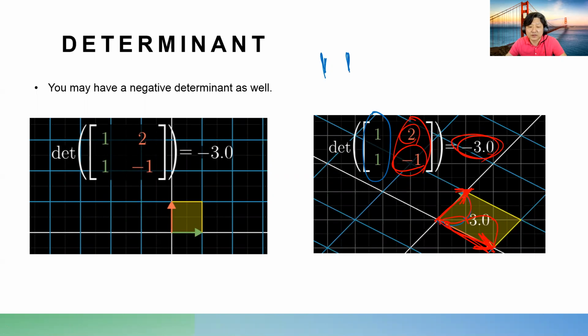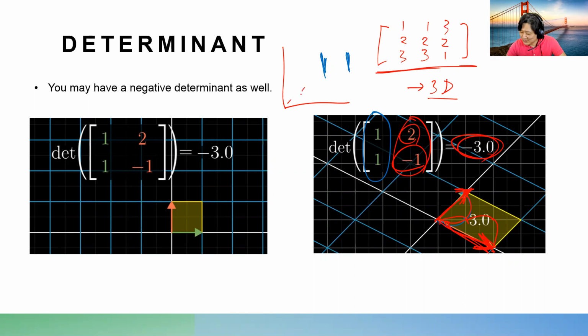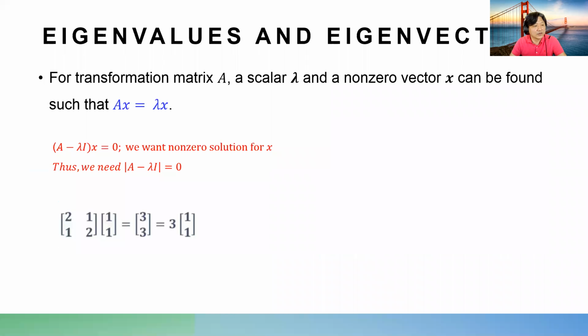So the determinant can be positive or negative, but it can be interpreted as the area or volume of your graph or your matrix. I'm showing only 2 dimensions, because if I add one more column or one more row, this will be 3 dimensions, right? It's hard to draw, and then we cannot draw 4 dimensions, right? So I'm going to show you only the 2 dimension case here.